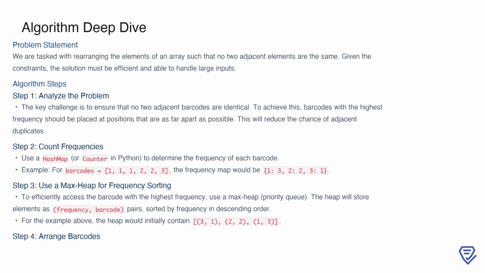Next, we count the frequency of each barcode using a hash map or Python's Counter. For example, if the barcodes are 1, 1, 1, 2, 2, 3, the frequency map would be 1:3, 2:2, 3:1. After that, we use a max heap to sort the barcodes by their frequencies in descending order. This allows us to easily access the most frequent barcode, which is the one most likely to cause duplicate issues. In our example, the max heap would contain (3,1), (2,2), (1,3), where each pair represents the frequency and the barcode. This setup prepares us to arrange the barcodes effectively.